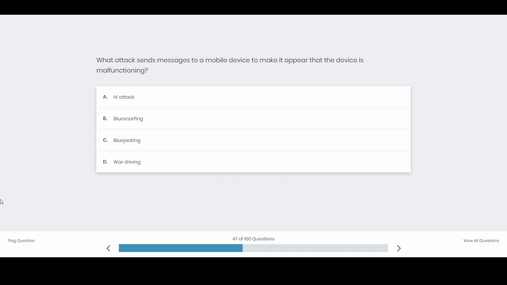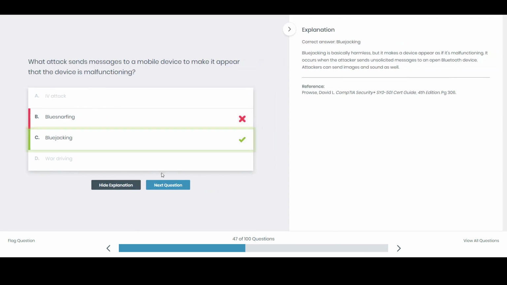No need to explain. What attack sends a message to a mobile device to make it appear that the device is malfunctioning? Ooh, not this one. Bluesnarfing and bluejacking, it sends a message. I think this one, bluesnarfing. I'm confused with this one, I need to learn it. Bluejacking, you hijack. Snarfing, I think this one. Urgh, see? Told you. Bluejacking is basically harmless, but it makes the device appear to be malfunctioning. Okay, now I know. Let's flag this one.